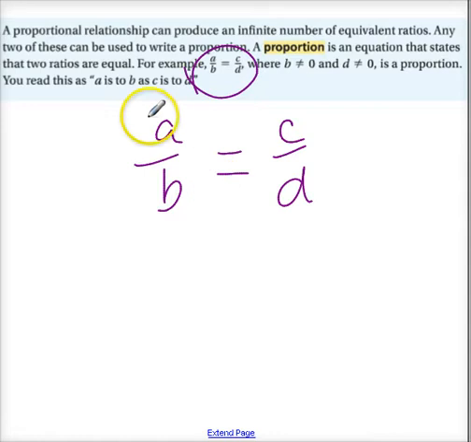We can make several proportions of the same ratio if we just make different variations of this ratio. Kind of confusing, but just remember that a proportion is an equation that states that two ratios are equal.